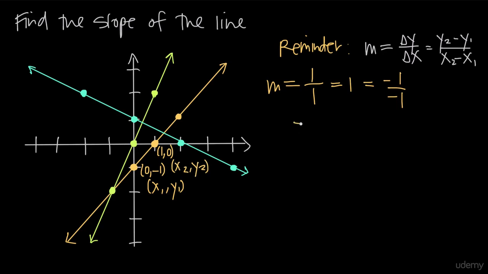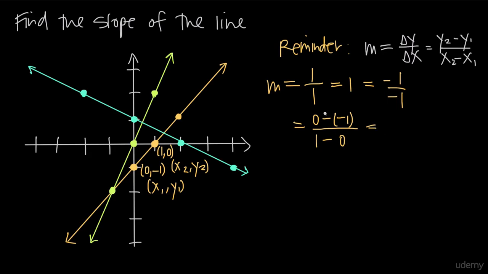So what we would get is m is equal to y sub 2. We find the y coordinate from x sub 2, y sub 2, which is 0 right here. So we say 0 minus, and then the y value from the other coordinate point, x sub 1, y sub 1. Y sub 1 is -1, so we get -1. Then we divide that by x sub 2, which is right here. We know that that's 1. And then we subtract x sub 1, which we know right here is 0.